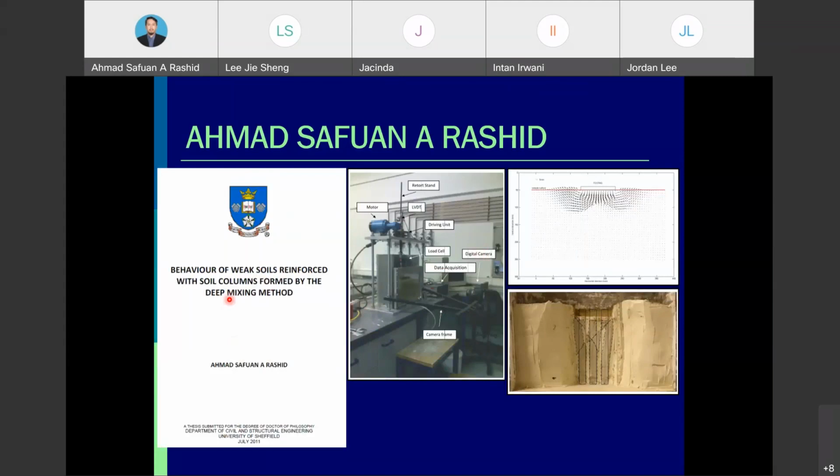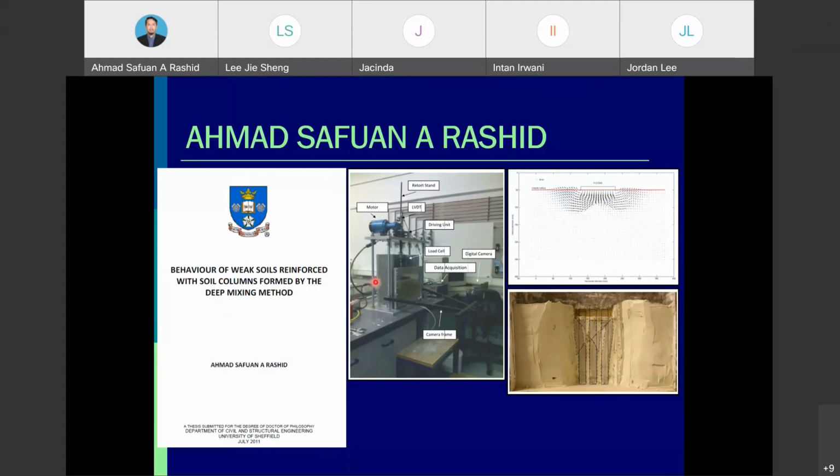This is my thesis, where I worked on the behavior of weak soil reinforced with soil columns formed by the deep mixing method. It is a part of ground improvement methods, where we mix soil with cement or another stabilizer, lime for example, with the original soil, to improve or treat the ground. Because for soft soil, the strength is very low, that's why we improve it using this soil column approach.